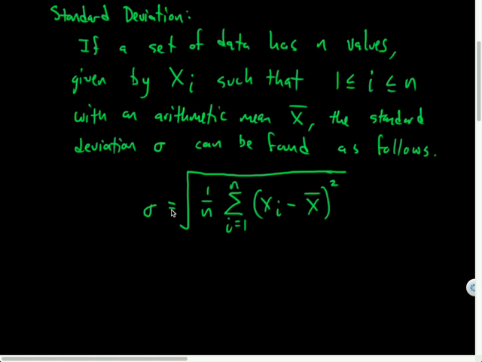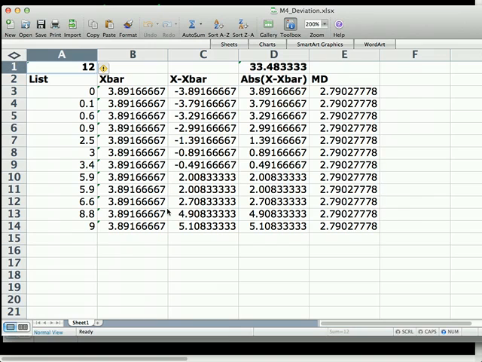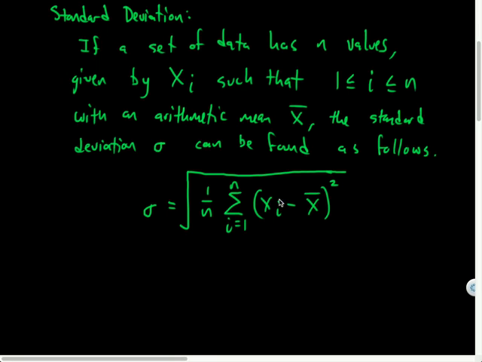So let's talk about implementing this in Excel with a data set. So here we have our list. These are all small values, apparently. And here I've got the absolute values of their differences from the mean. I've added those all up, divided by 12, and I found mean deviation like we did yesterday. So in this case, instead of finding the absolute value of their differences, I'm going to square their differences.